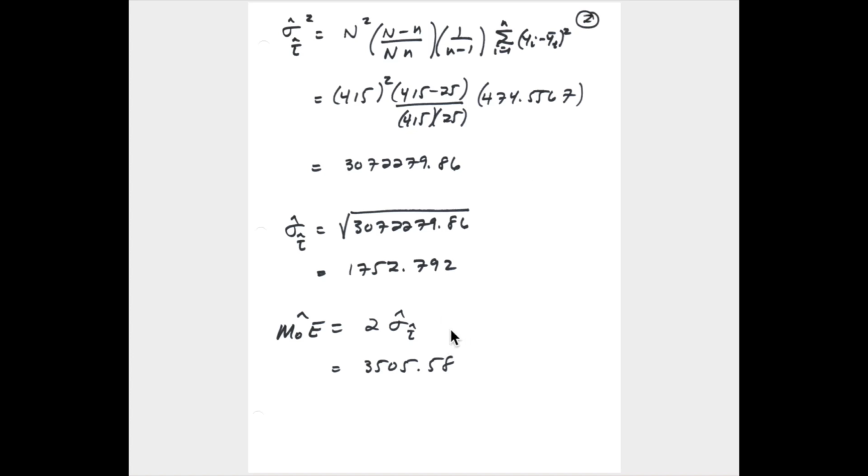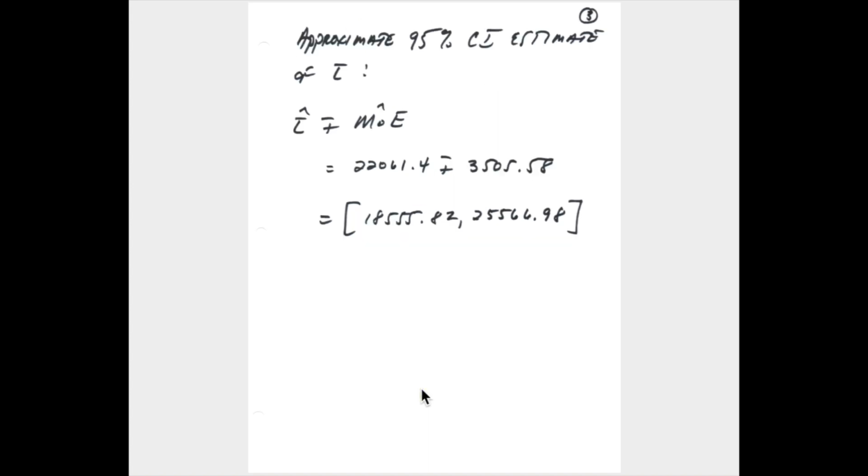The square root of that is 1,752.792. We multiply that by 2 to get our approximate 95% margin of error associated with tau hat, and so this is 3,505.58. Then we can construct the approximate 95% confidence interval estimate for tau, which ranges from 18,555.82 up to 25,566.98.